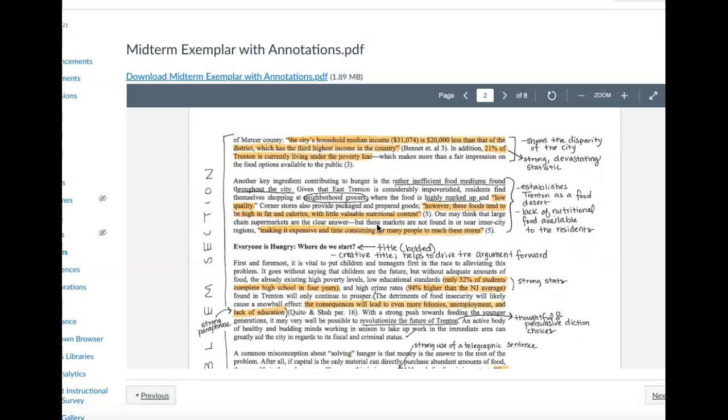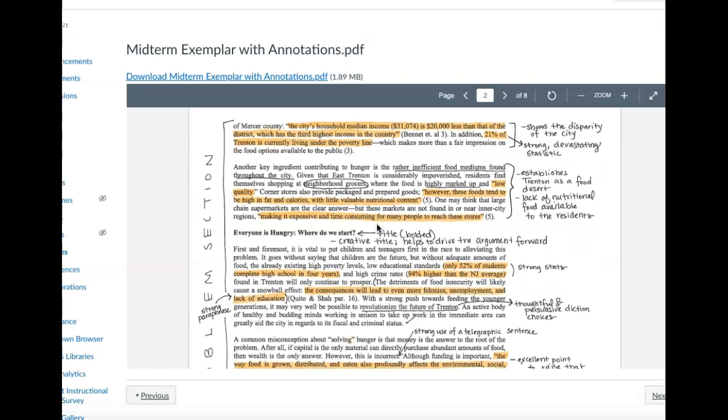So if you scroll down, you will see he talks about how the city household median income in Trenton is about $31,000. And then he says that is $20,000 less than that of the district. And he says it is also one of the third highest incomes in the country. So if you're talking Mercer County as a whole, it's 20,000 less, and that's one of the highest incomes in the country. But you can see how Trenton is so far behind that median. So that's really highlighting the problem there.